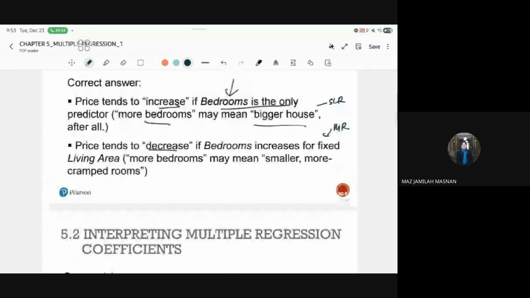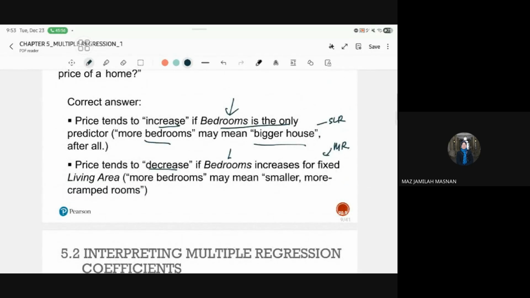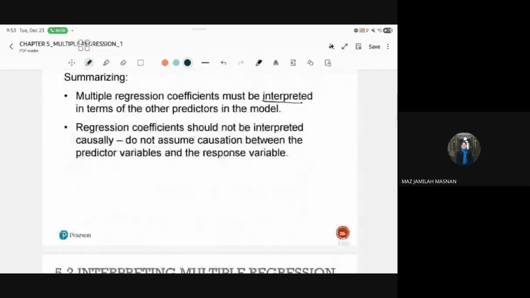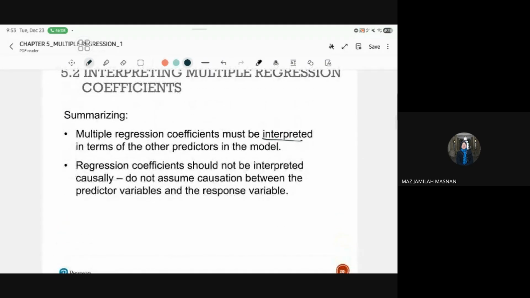So in the case of this one, we interpret bedroom with regard to the price of the home, fixed for living area, which means that the living area is constant. And regression coefficients should not be interpreted casually. Do not assume causation between the predictor variables and the response variable.